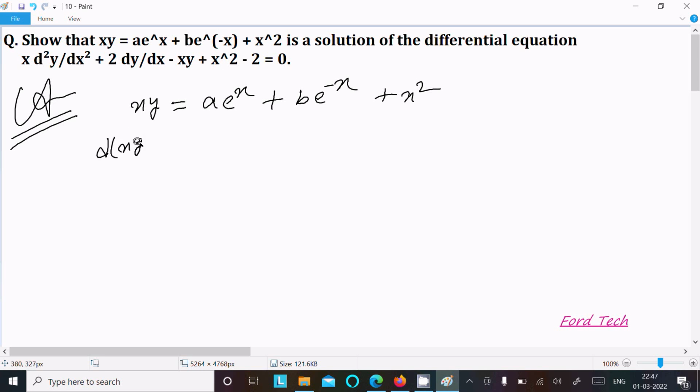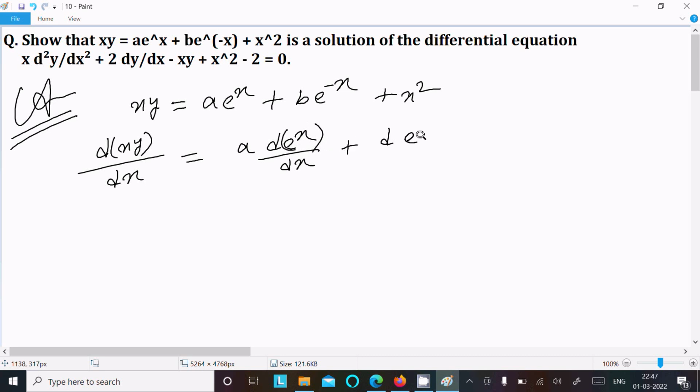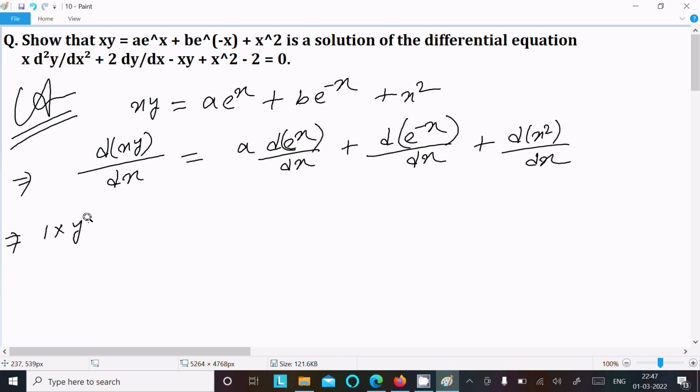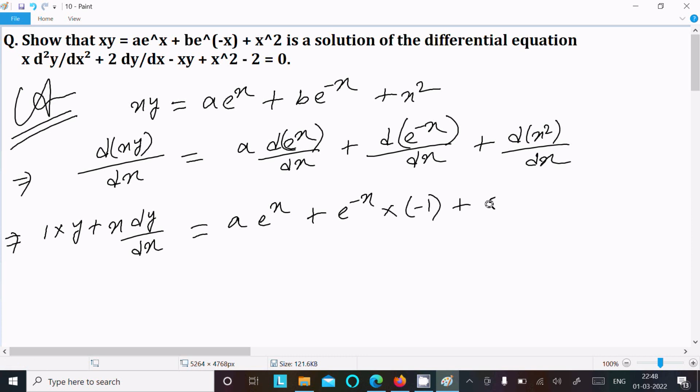So here d(xy)/dx, and here a is the constant, d(e^x)/dx, and the next is d(e^(-x))/dx, and here d(x²)/dx. The differentiation of x is 1, and write y, and write x times the differentiation of y, dy/dx. The exponential differentiation is the same, and here e^(-x), and the differentiation of -x is -1. The differentiation of x² is 2x.